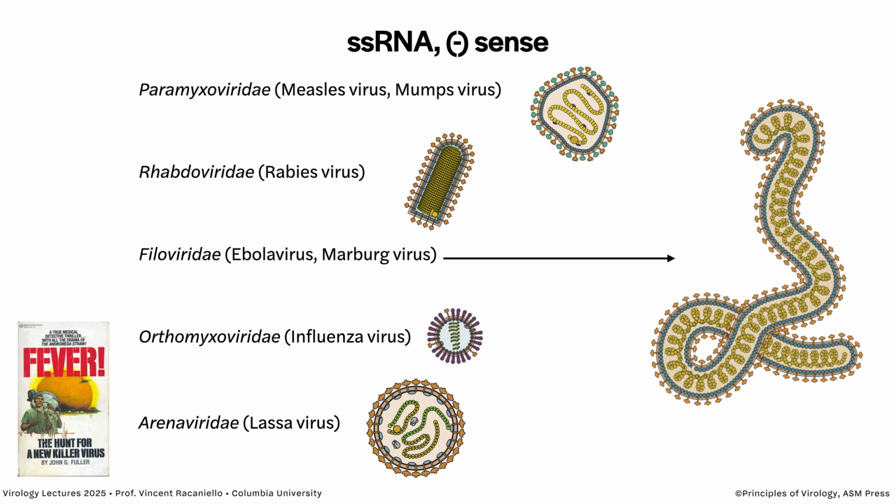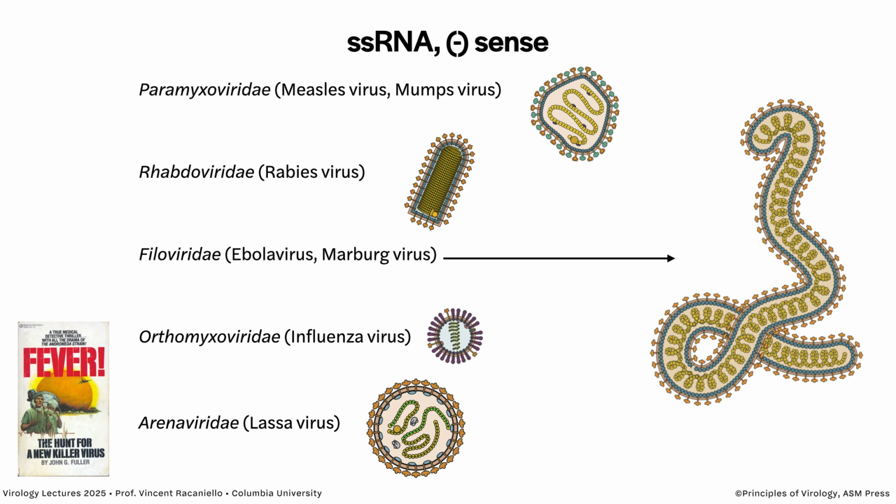So here are some examples of minus-sense RNA viruses. We have the paramyxoviruses, measles, and mumps virus. These are enveloped. In fact, these are all enveloped viruses. Rabies virus, the filoviruses, Ebola virus and Marburg virus, very large filamentous RNA viruses, orthomyxoviruses, influenza virus, and arenavirus. So Lassa virus was first discovered in Nigeria in the 1960s. It was the first emerging infection discovered where the virus is endemic in rodents and it started infecting people. It was the first example of a zoonotic infection.